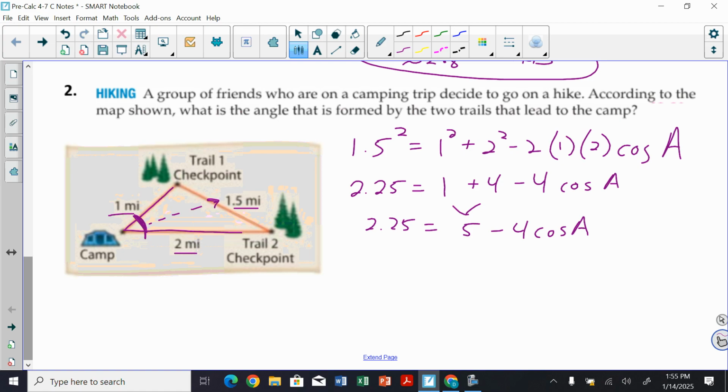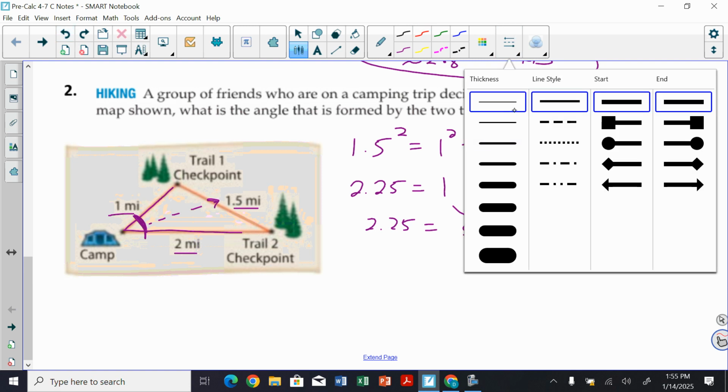Now, the big mistake people make is they try to do this and make it 1. That's not true. You can't do that. Don't do that. No. Okay? Don't do that. So instead, because they're separate, because that 4 is attached to the cosine of A, I kind of got to do it like a two-step algebra problem. So think of it like a two-step algebra problem.